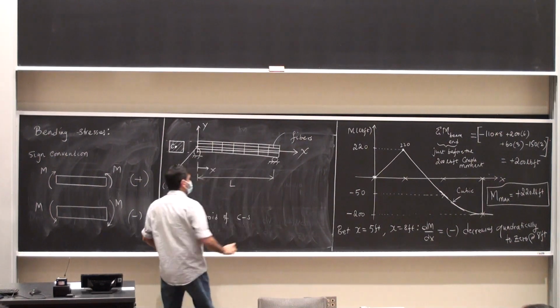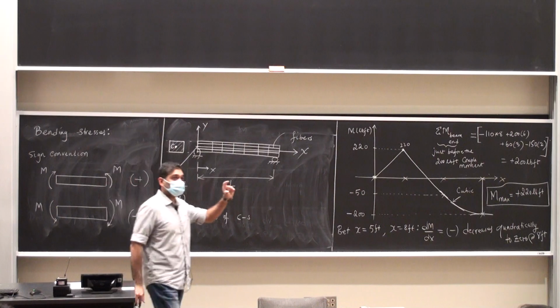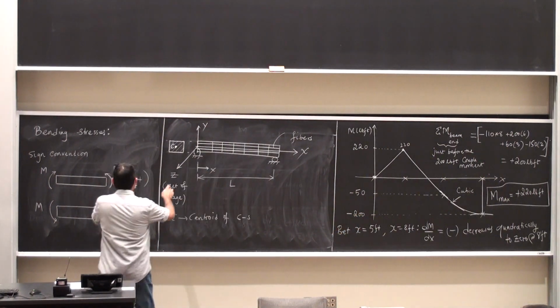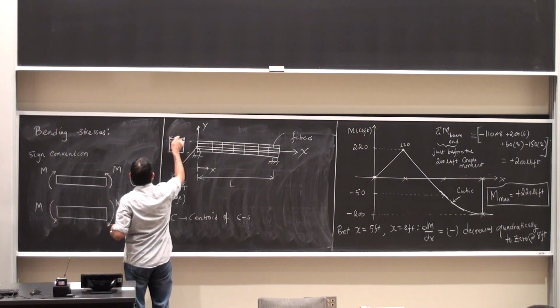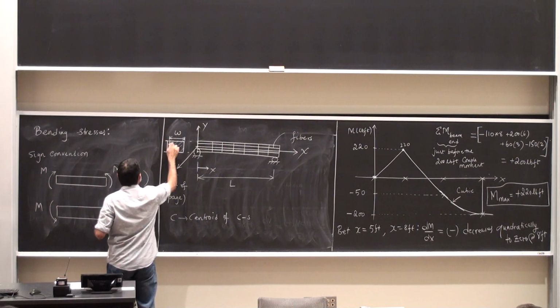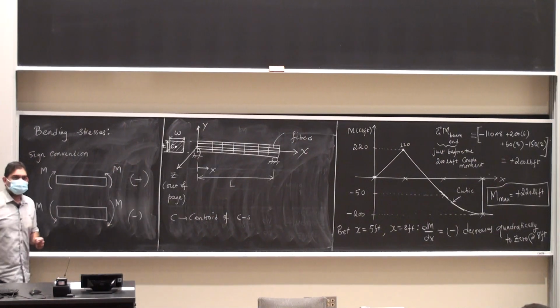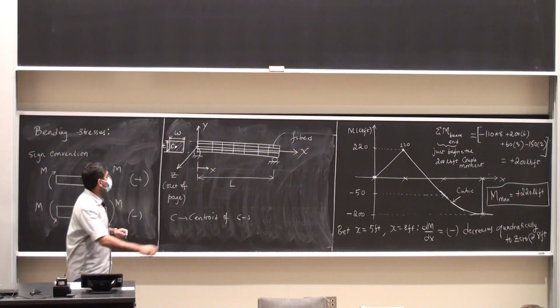centroid of the cross section, and the dimensions of the cross section will be the thickness along the vertical direction and the width along the z direction. So this will be W. And this will be T. Okay, this is just for simplicity. I am looking at a rectangular cross section. Okay, so this is the cross section.